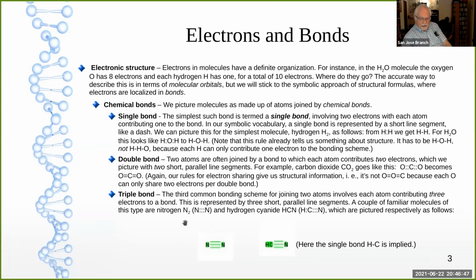And then the third common kind of bonding scheme is called a triple bond. And that's where you join two atoms with each atom contributing three electrons to a bond.